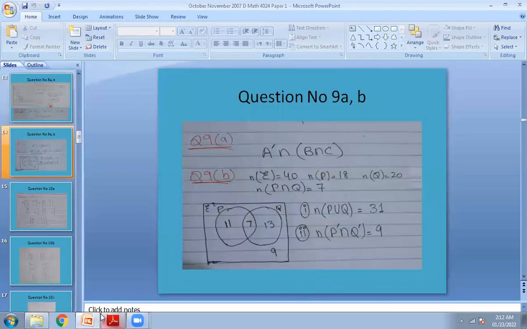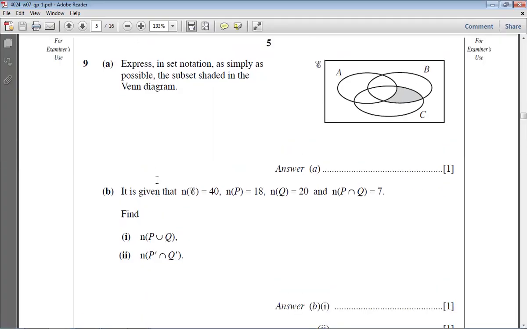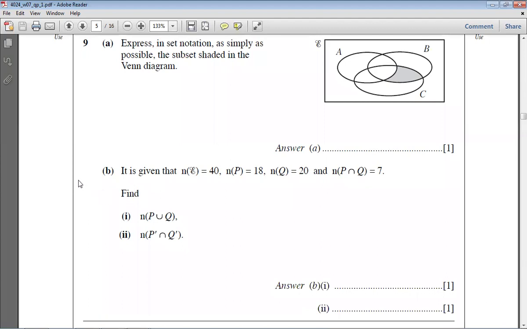Okay. So the next part, and it is of 2 marks. Question number 9, B part. It is given that the number of members in the universal set is 40. Number of members in P is 18, number of members in Q is 20, and the number of members in P intersection Q is 7. Find the number of members in P union Q and find the number of members in P complement intersection Q complement.